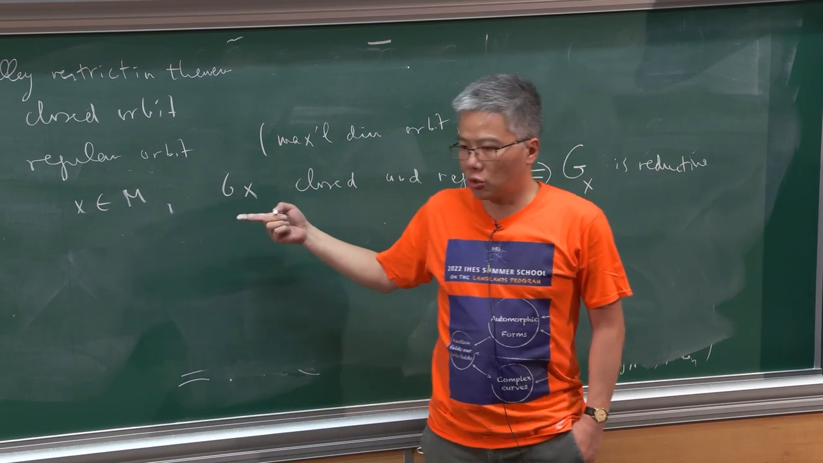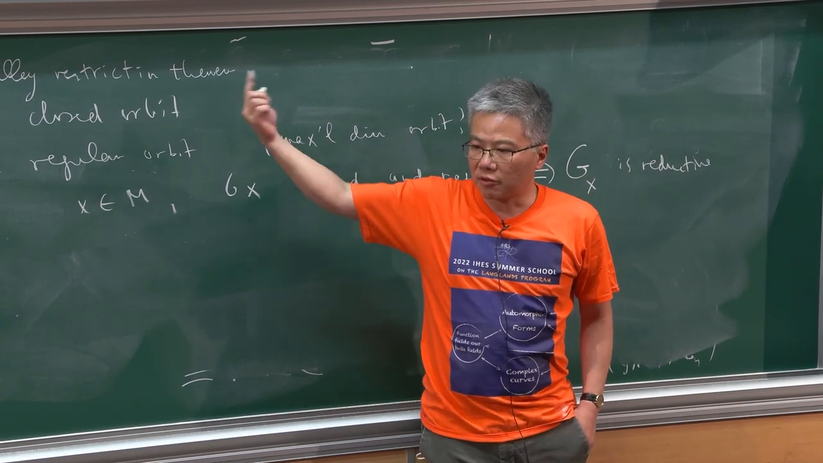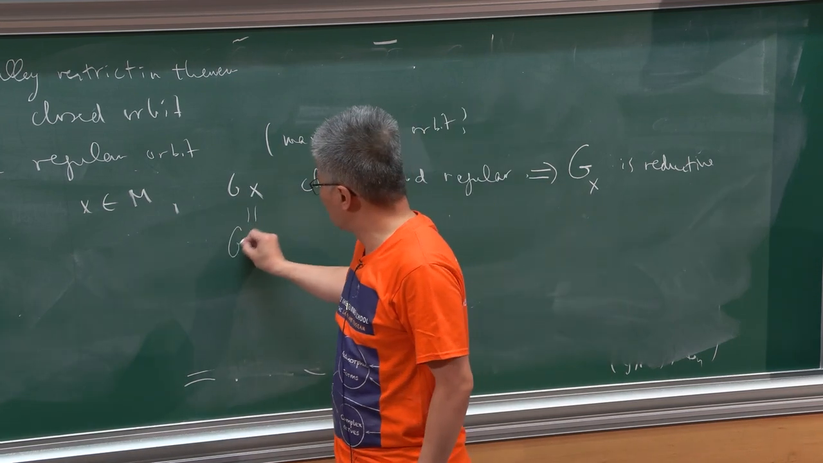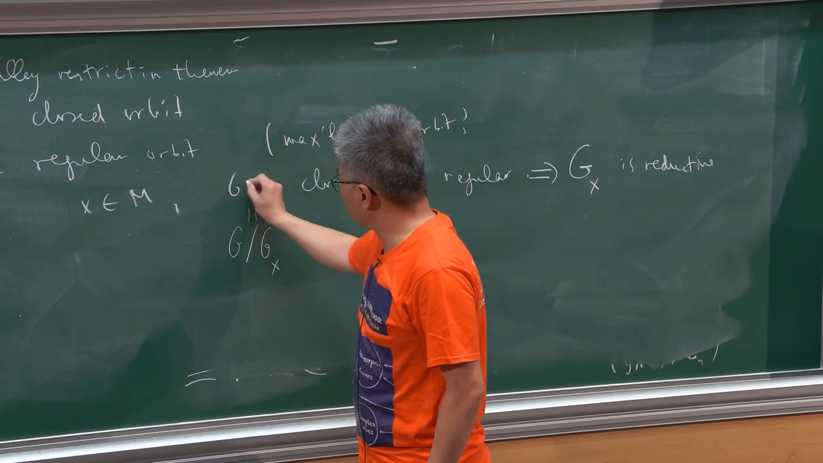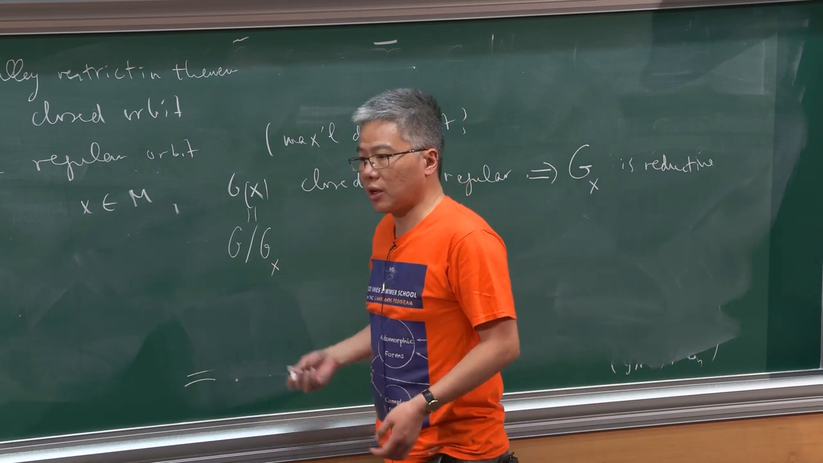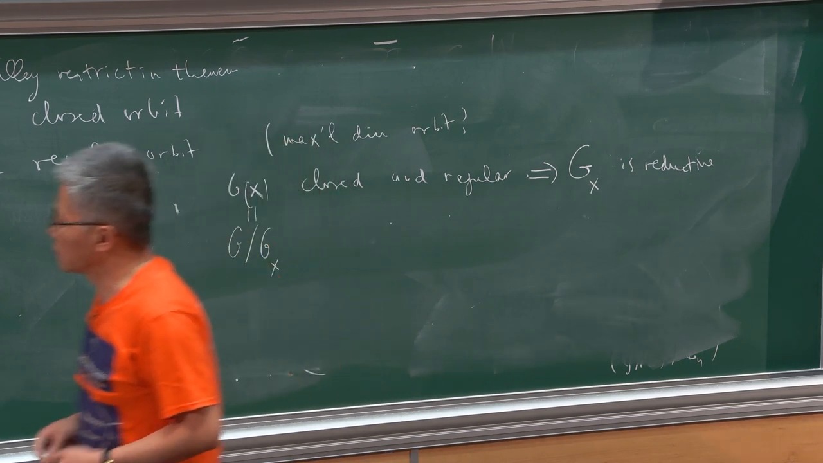Where the orbit is closed, the space is affine, so this is affine. So this is the same as G mod Gx, so maybe just call it like this. And so Gx has to be reductive. I mean, you can have connected components, but this is reductive.